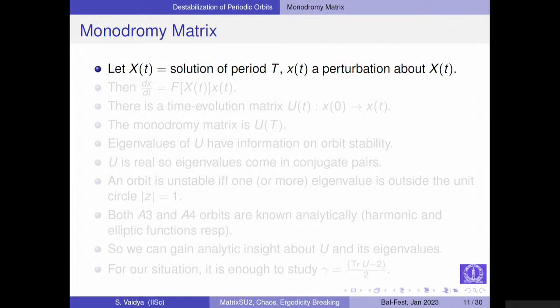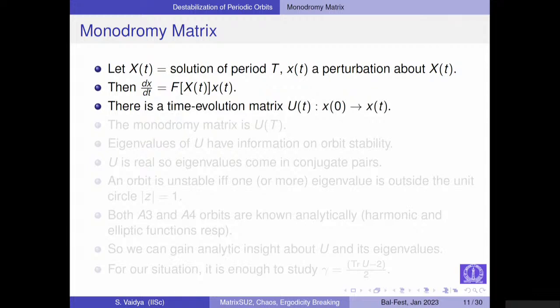Now, in dynamical systems theory, people routinely use this technology called the monodromy matrix, in which you start off with some periodic solution, look at a perturbation, and look at the time evolution equation of this perturbation. That's typically of this form. X, of course, is not just the coordinate. It's a column vector of the coordinates and the momenta. Once you have a time evolution equation like this, you can write down a time evolution matrix U, which maps x of 0 to some later time x of t.